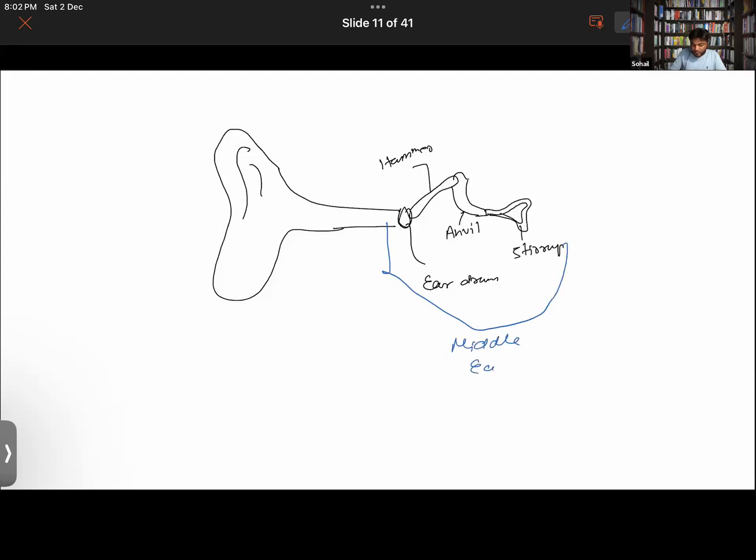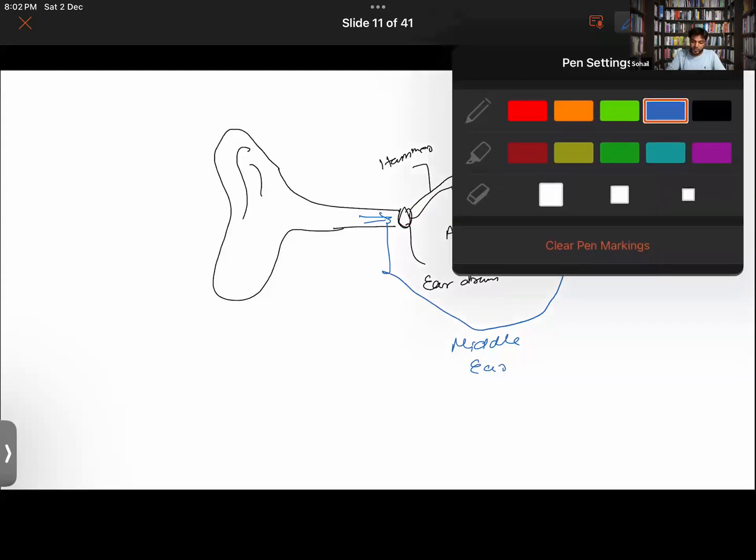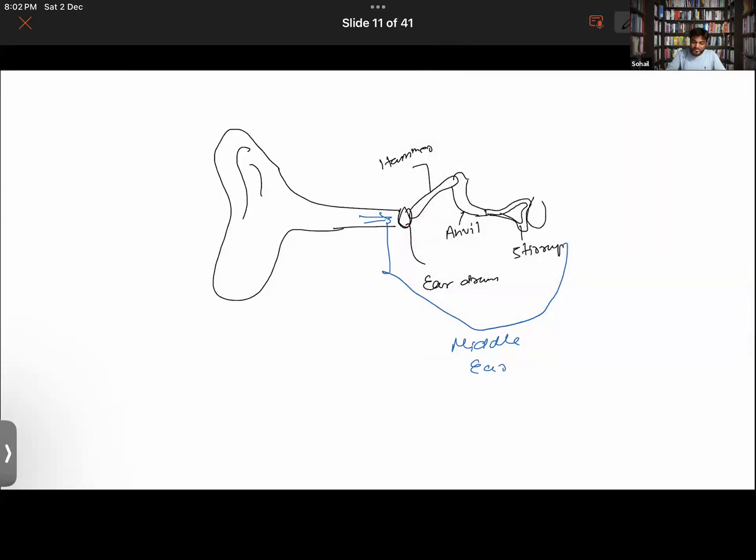As the vibrations hit the eardrum, they pass into the middle ear. First the eardrum starts vibrating the hammer. Now the vibration will be passed from the hammer to the anvil, and then to the third one, the stirrup. The vibrating stirrup will strike the membrane of the window here. There is a window-like structure over here.